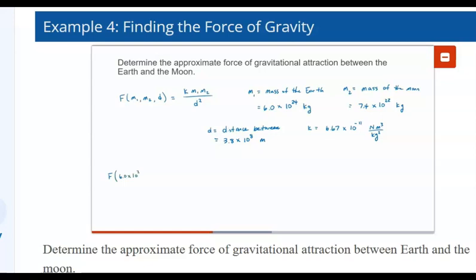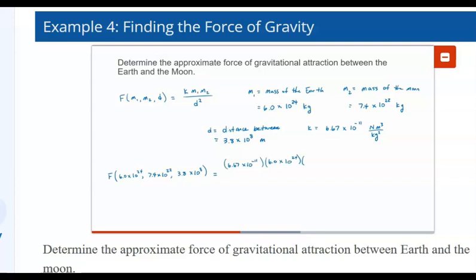Using all of these values, we can now approximate the gravitational attraction between the Earth and the Moon. We're going to use, in the formula, the 6.0 times 10 to the 24th for the mass of the Earth, the 7.4 times 10 to the 22nd for the mass of the Moon, and the 3.8 times 10 to the 8 as the distance in between them, and substitute those values in the appropriate places in the formula.